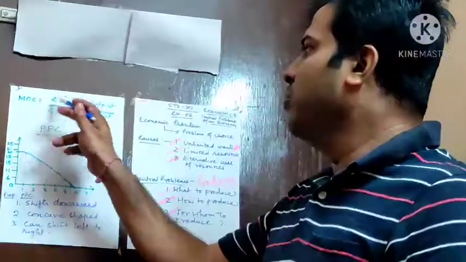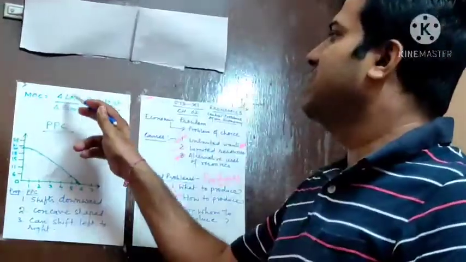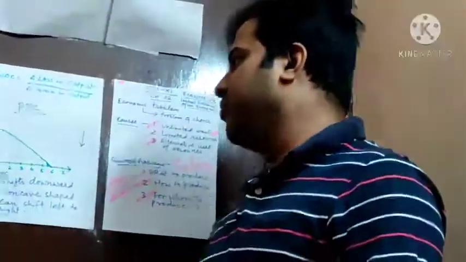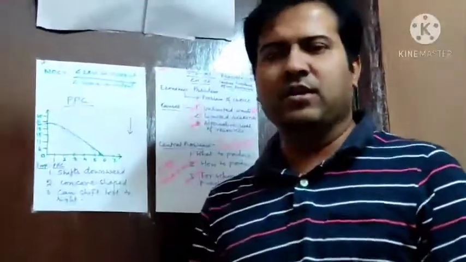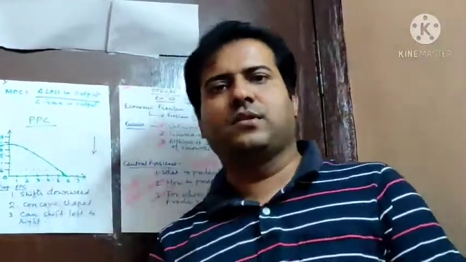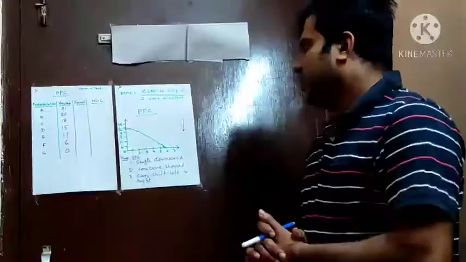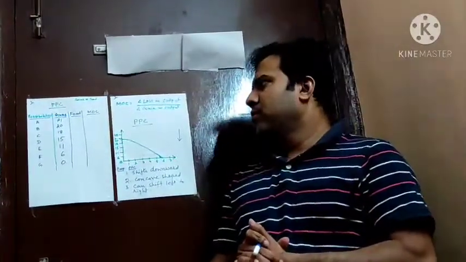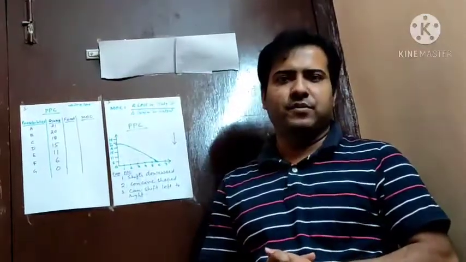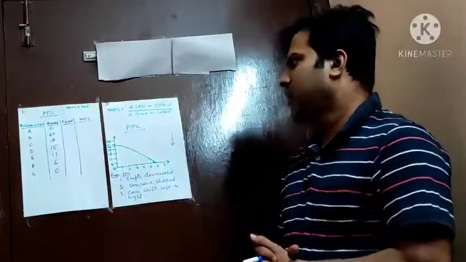Now this MOC, as it represents delta loss in output, so delta gain in output. So how these things are done, we will discuss. Okay, so in this PPC curve, we will represent two commodities, commodity A and commodity B.